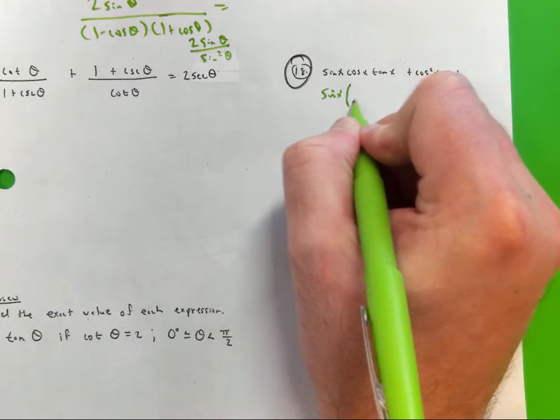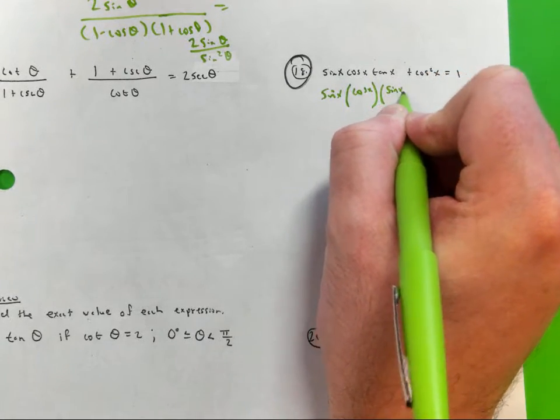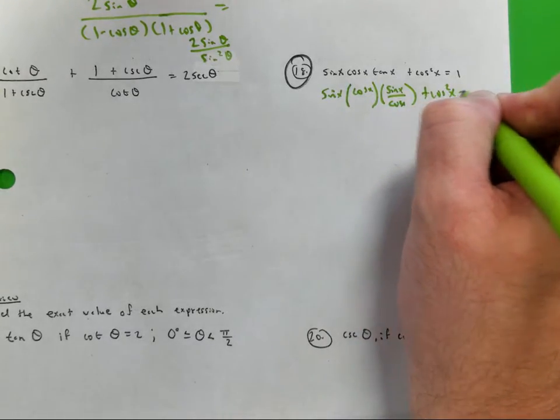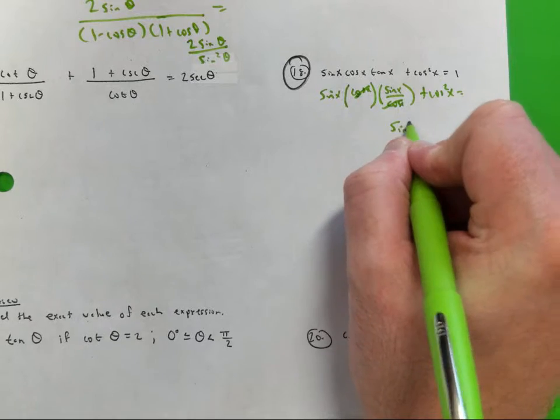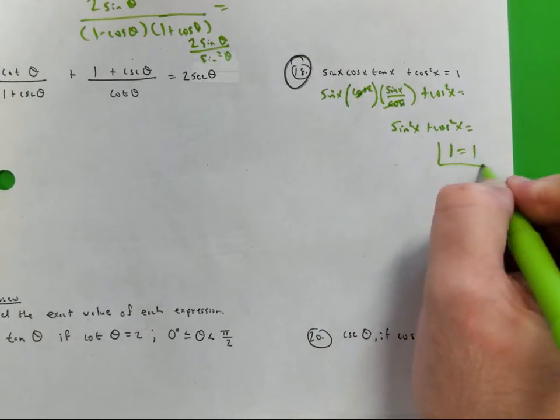Okay, so sine times cosine, sine over cosine. These cosines cancel out. I'm left with sine squared x plus cosine squared x. What is that equal to? 1. You can do it that way.